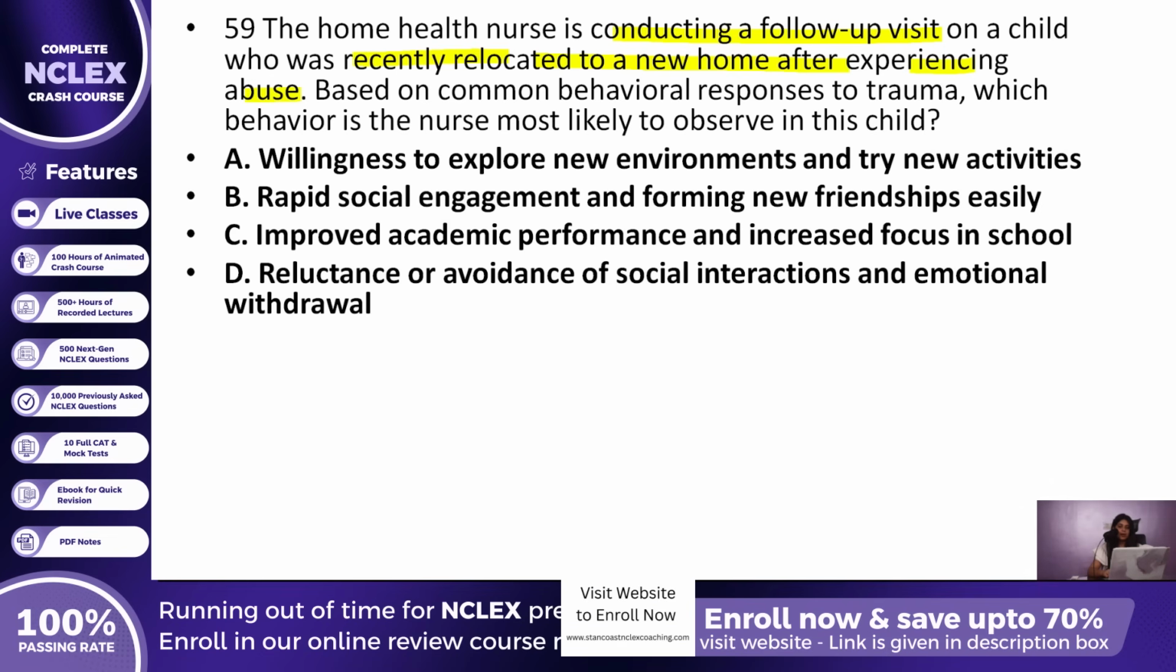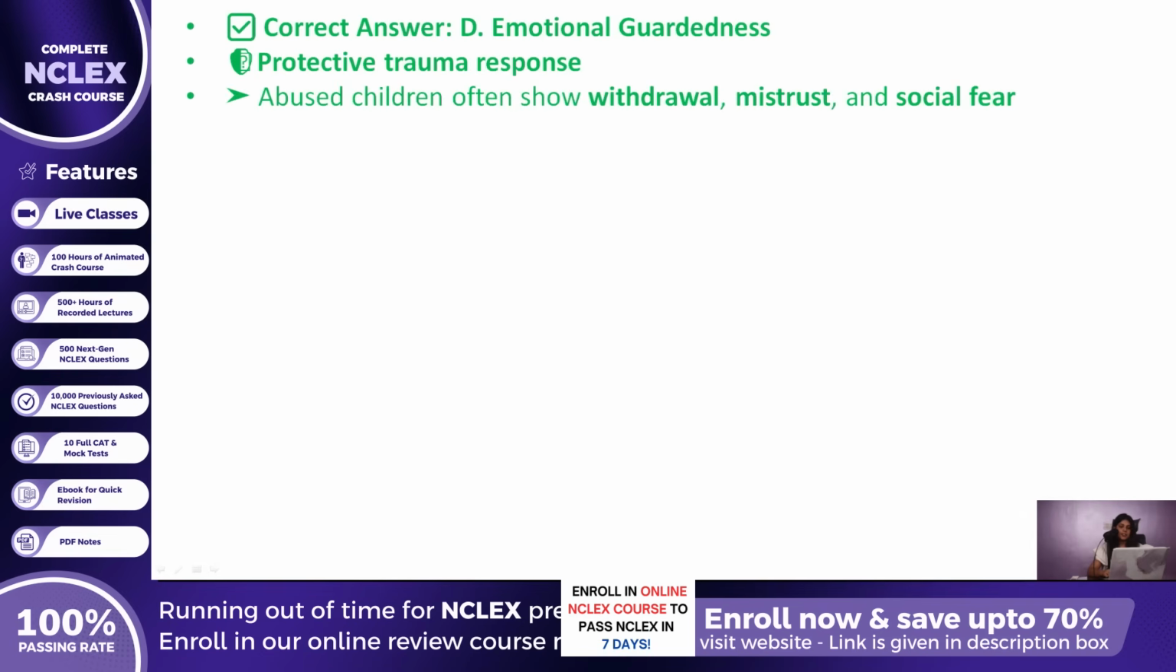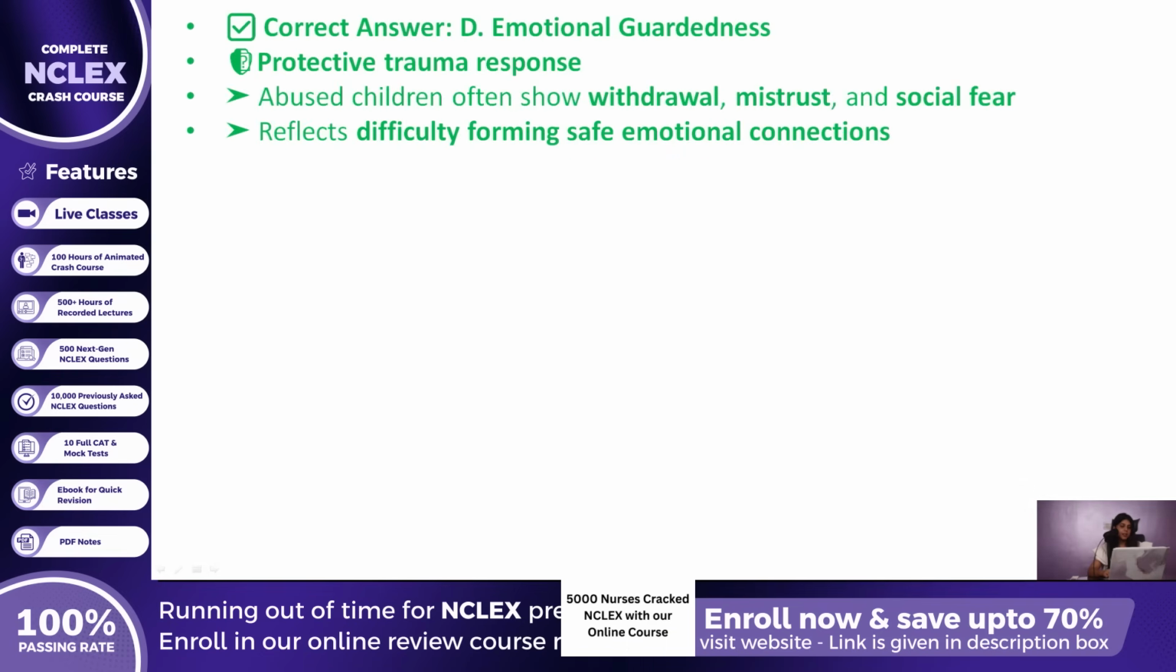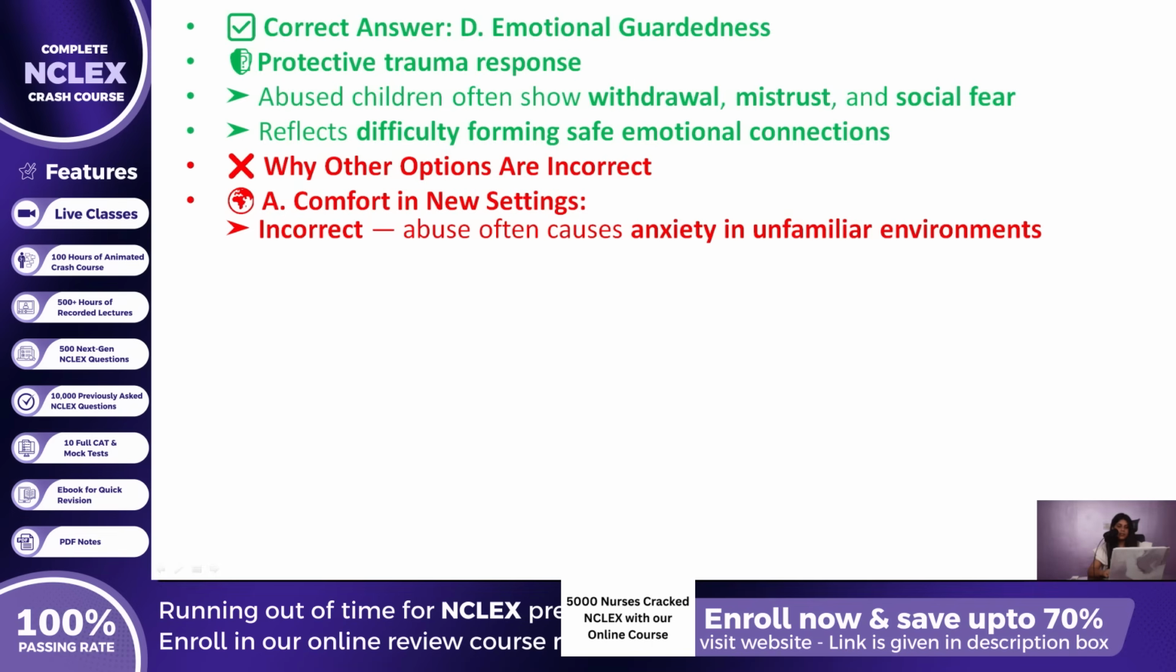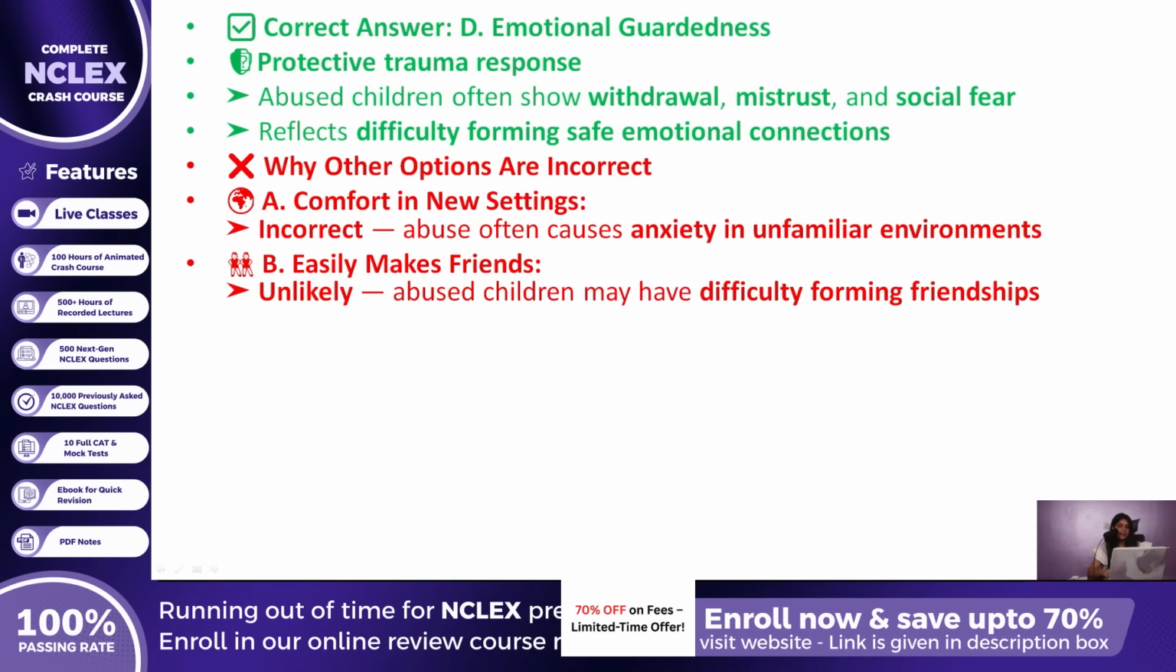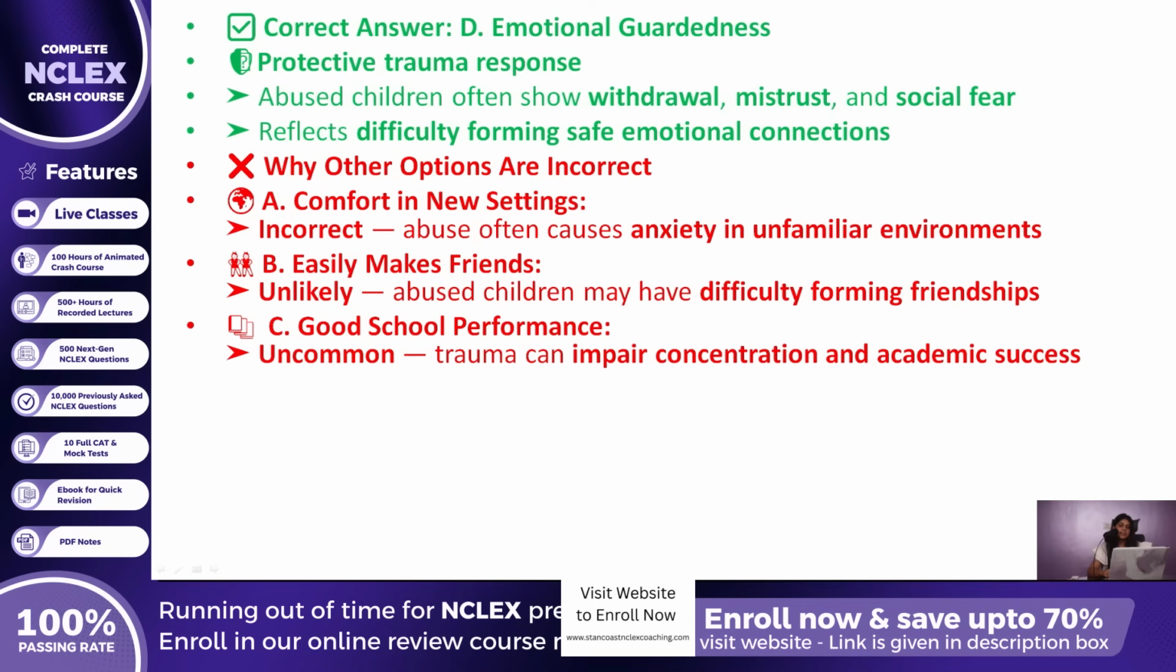The correct answer is Option D. Abused children often show emotional withdrawal, fear of social interaction, and difficulty trusting others as a protective trauma response. Option A is incorrect because they usually feel anxious in unfamiliar settings. Option B is unlikely, as they often struggle to form friendships. Option C is wrong, since trauma can impair concentration, leading to poor school performance. Emotional guardedness is the most expected behavior.